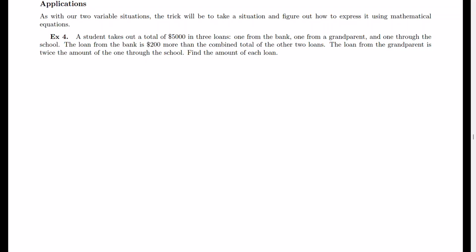So for these types of problems where you have a word problem, the first step is going to be to get some variables in the mix, label them, and assign each one of them an amount. So in this case, I'm going to let X be the dollar amount that the student got in loan from the bank, and Y will be the dollar amount that the student took out from the grandparent, and finally Z will be the dollar amount that he took through the school.